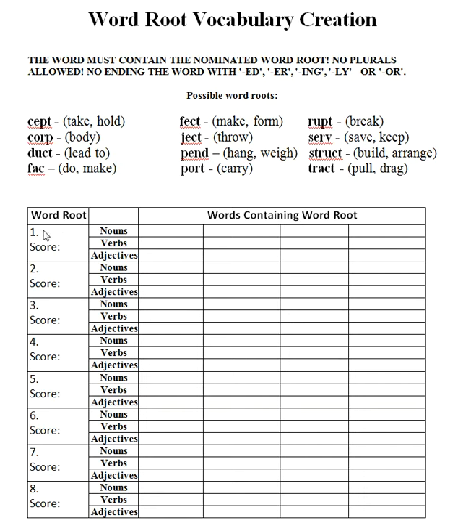They pick one, we write it down next to the number, and then you have to make 12 words containing that root, and they have to be 4 nouns, 4 verbs, and 4 adjectives. I find this is very useful at getting students to change the form of words.